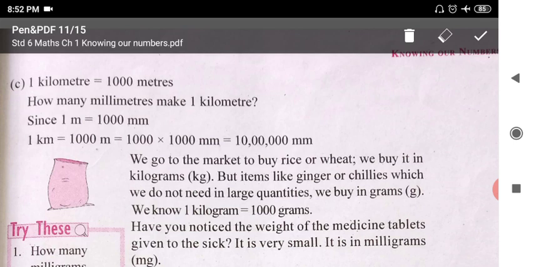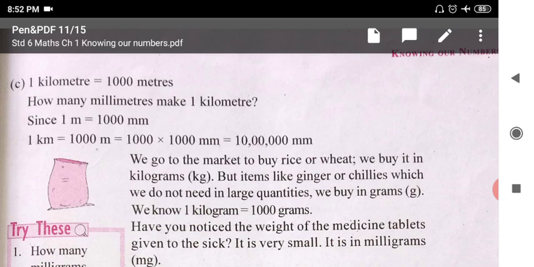So from this, if you want to convert to millimeters, since 1 meter is equal to 1000 millimeters, and 1 kilometer is equal to 1000 meters, it means 1000 into 1000 millimeters. So we get 10 lakh millimeters. So we can also say 1 kilometer is equal to 10 lakh millimeters. So this is about the measuring of length.